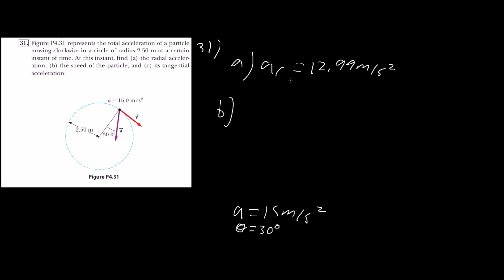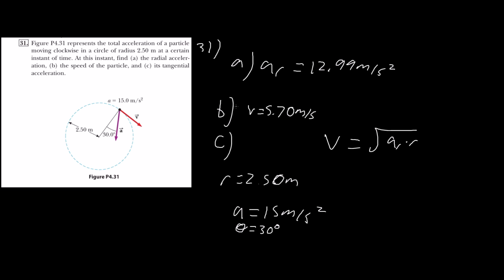All right. Well, we just found a radial. So the speed of the particle is going to be the square root of a radial times the radius. The radius specifically here is going to be 2.50 meters. So I'm going to store that in my TI-84 calculator because that's just the way I roll. So I'm going to take the square root of a cosine of theta, which is 13 meters per second squared, times the radius. So the speed then is going to be 5.70 meters per second.